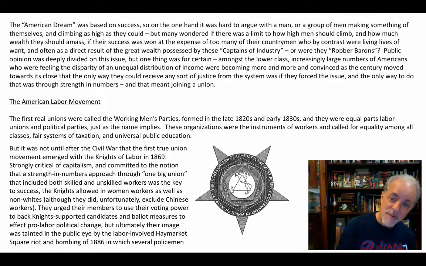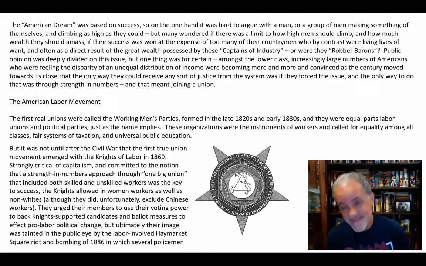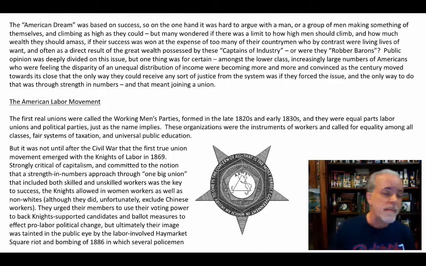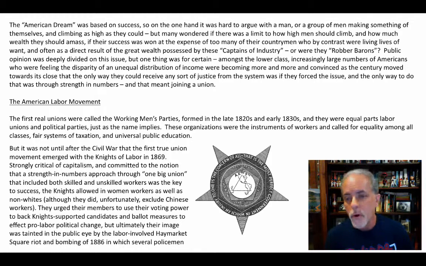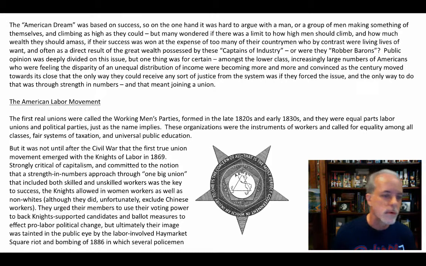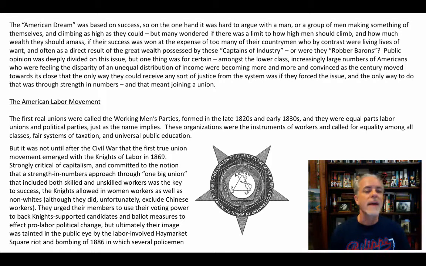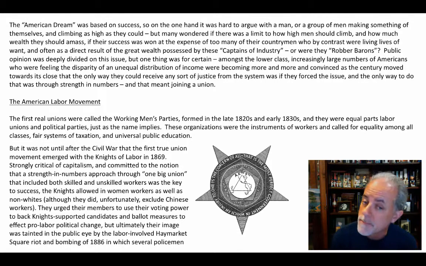The first thing sounds pretty positive. The second thing, not so good. Public opinion was deeply divided on this issue, but one thing was for certain. Amongst the lower class, increasingly large numbers of Americans who were feeling the disparity of an unequal distribution of income were becoming more and more convinced, as the century moved toward its close, that the only way they could receive any sort of justice from the system was if they forced the issue. And the only way to do that was through strength in numbers. And that meant joining a union.